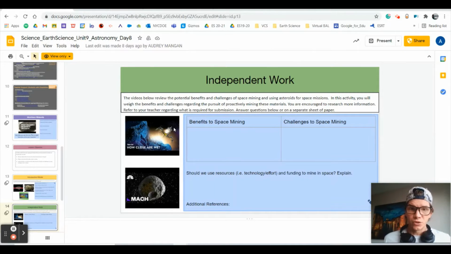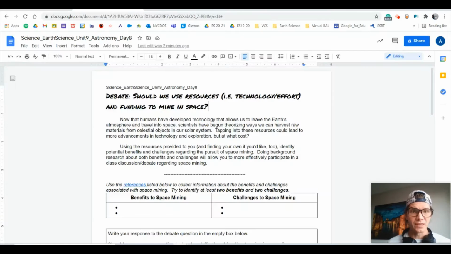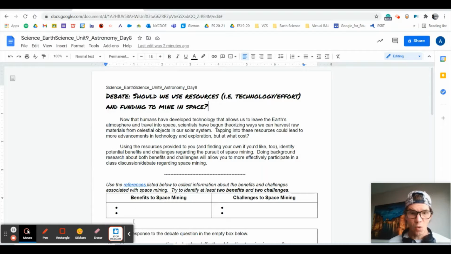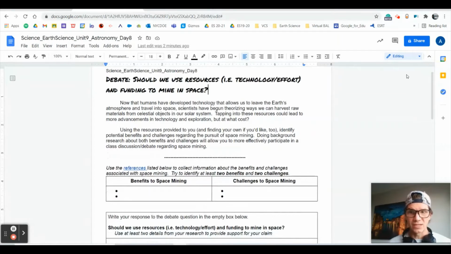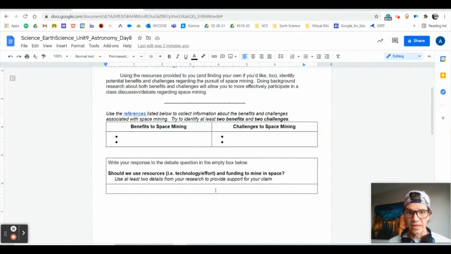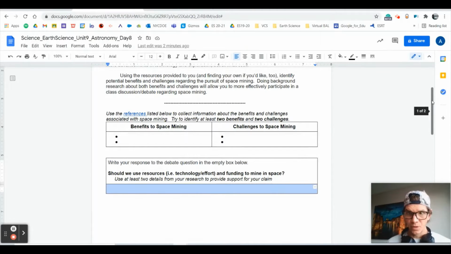In today's lesson, day 8 of the astronomy unit, the independent work was focused around doing some research on the benefits and the challenges of space mining, and then having students come up with a claim as to whether or not we should be spending the resources to fund mining in space. I made a Google Doc that I went over in a student-facing video on ways that students can collect information in this graphic organizer before presenting their claim and backing it up with evidence.